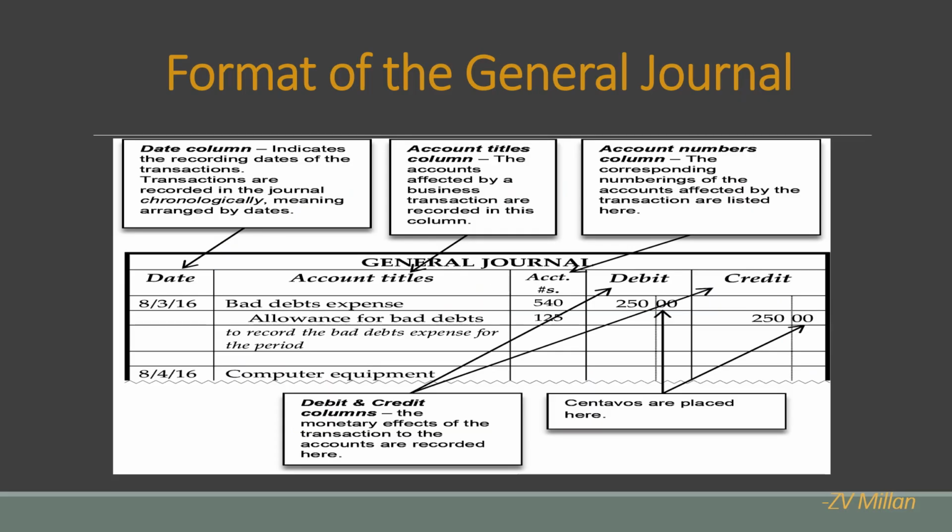So these are the typical format of the general journal. As you can see, there's a date column, account titles column, account numbers or posting reference column.